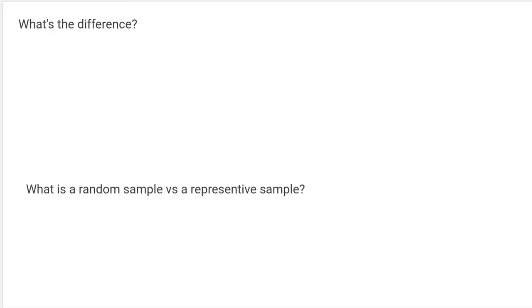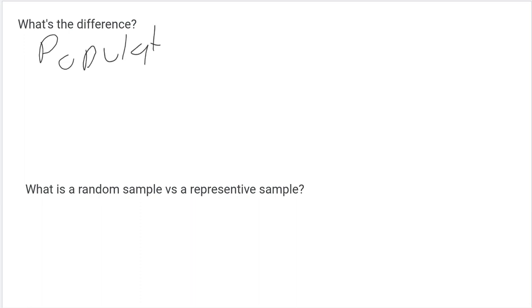And today we're going to talk about samples versus population. So first off, what's the difference? So the population is everyone.